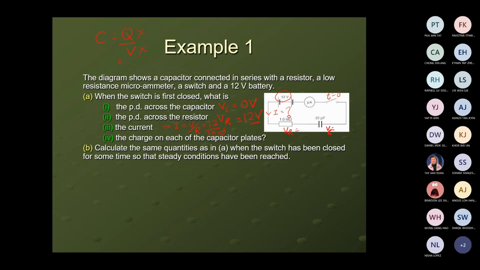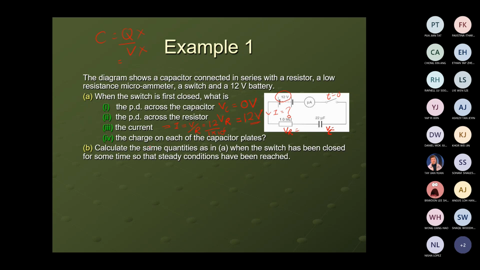The highest current will be at the beginning. So V over R can be used to find the current.